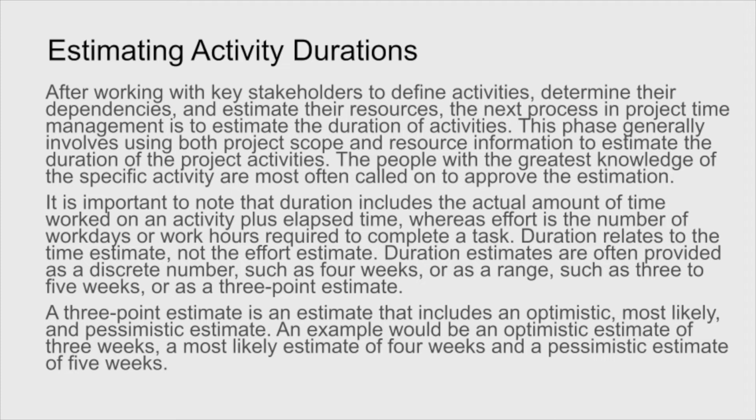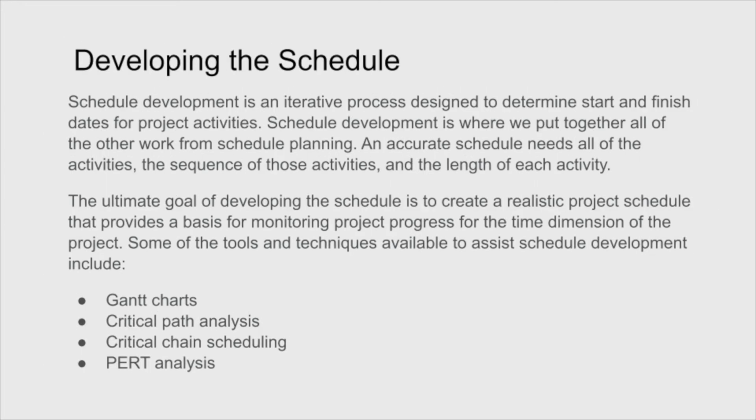Duration estimates are often provided as a discrete number, such as 4 weeks, or as a range, such as 3 to 5 weeks, or as a 3-point estimate. A 3-point estimate is an estimate that includes an optimistic, most likely, and pessimistic estimate. An example would be an optimistic estimate of 3 weeks, a most likely estimate of 4 weeks, and a pessimistic estimate of 5 weeks.